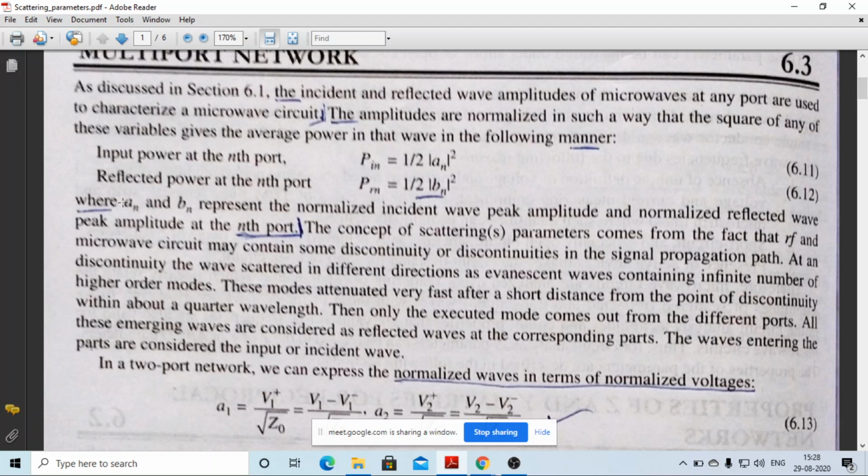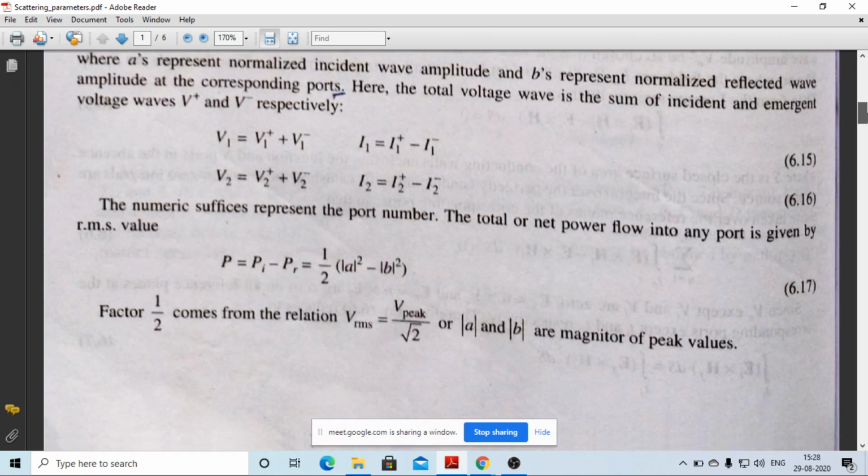Where AN and BN represent the normalized incident wave peak amplitude and normalized reflected wave peak amplitude at the nth port. So here I am taking the normalized of peak, not for the RMS. When you are taking the normalized of peak, it is going to be in terms of B peak under root 2. So 1 by 2 is coming from this B square peak by under root 2 square, which means 1 by 2. It is not normalized yet. When you divide by the Z naught, it is going to become normalized.